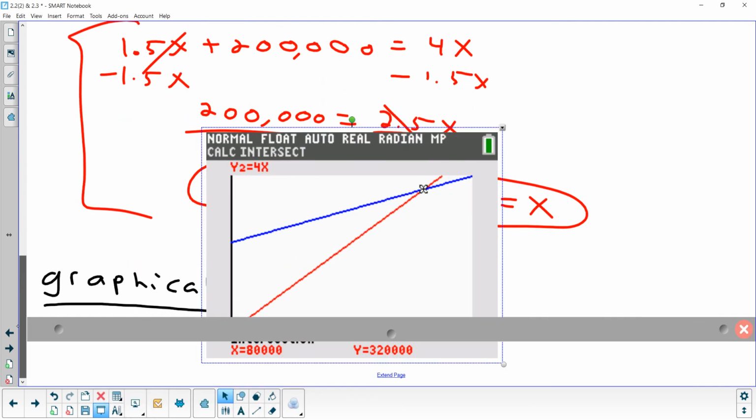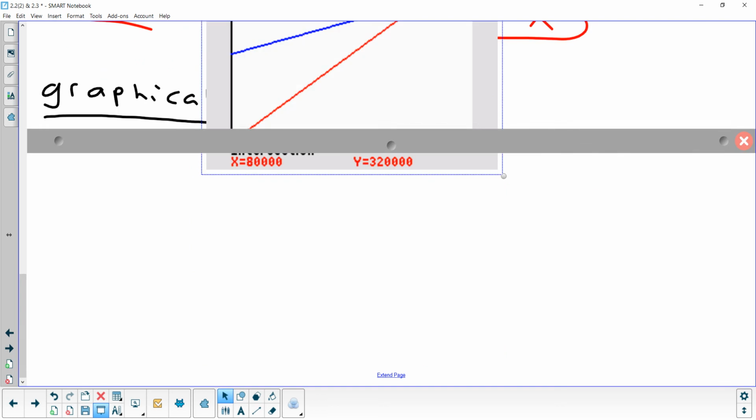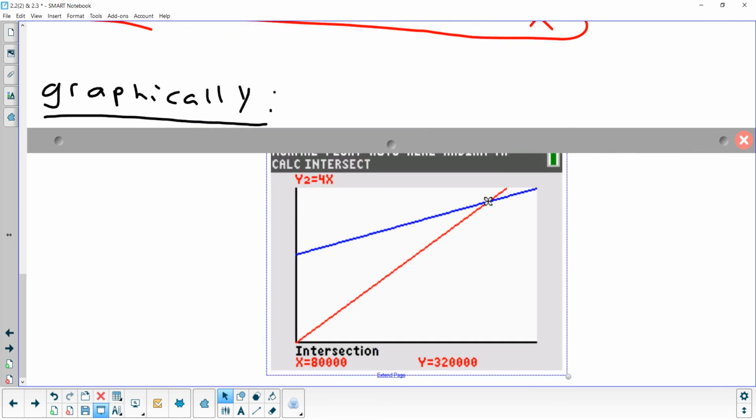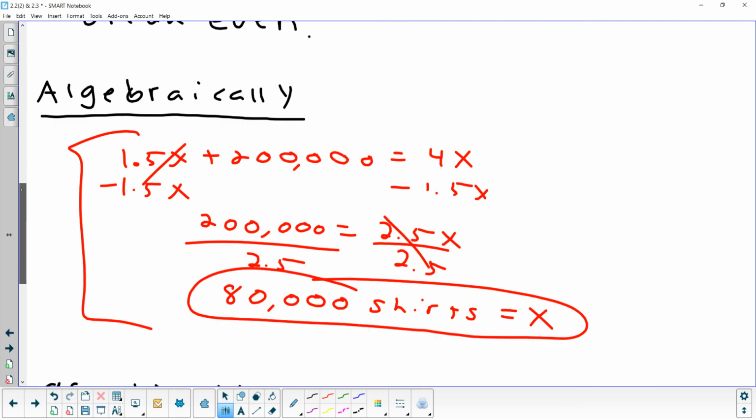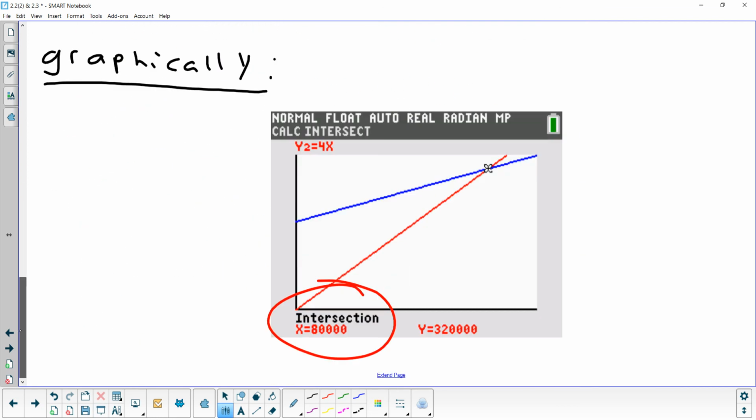And it tells us, I don't know if you guys can really see it, but it does say right here, 80,000. So we'd have to sell 80,000 shirts to break even. Graphically, algebraically.